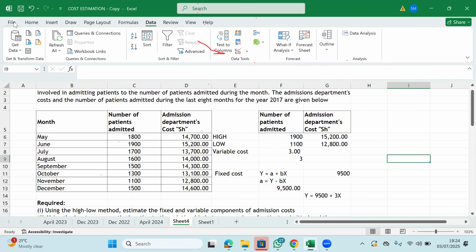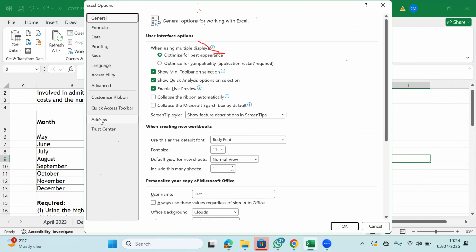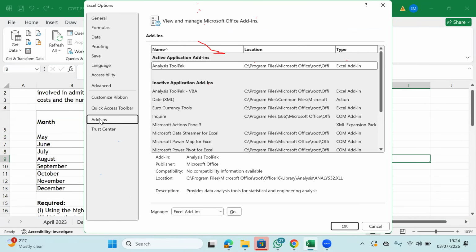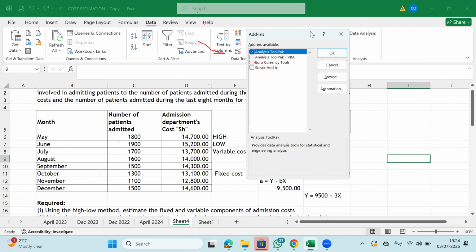So just quickly, go to File, Options, then Add-ins. So File, Options, Add-ins, then we have that Add-ins there, then you click on Manage. So you are managing Excel Add-ins. Yeah, so we have this there, then you click on Go. Then you just ensure that your Analysis ToolPak is active. It's activated by ensuring it is marked. Yeah, then OK.